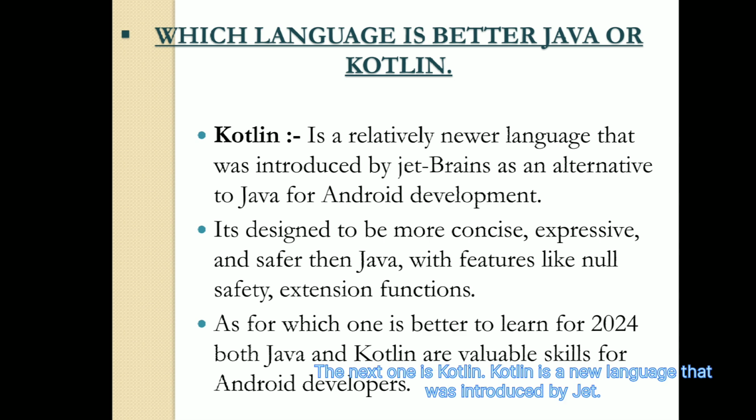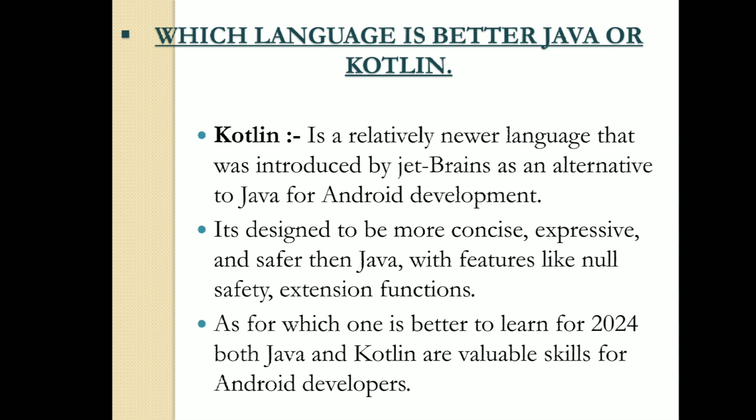The next one is Kotlin. Kotlin is a newer language that was introduced by JetBrains as an alternative to Java for Android development. It's designed to be more concise, expressive, and safer than Java, with features like null safety and extension functions. As for which one is better to learn for 2024, both Java and Kotlin are valuable, but I suggest you start with Kotlin because it is a newer language for web developers and app developers.